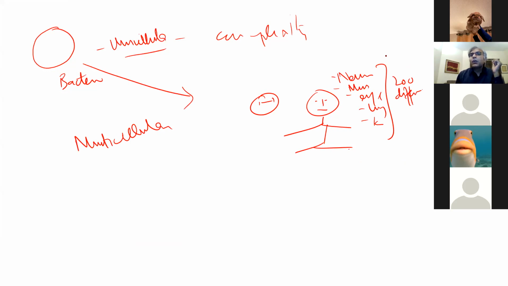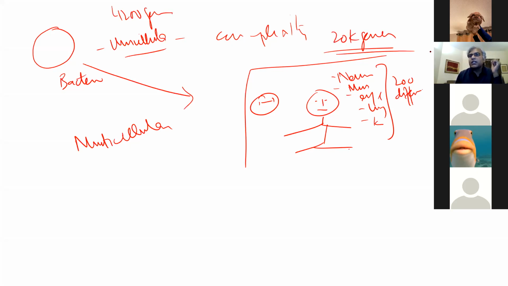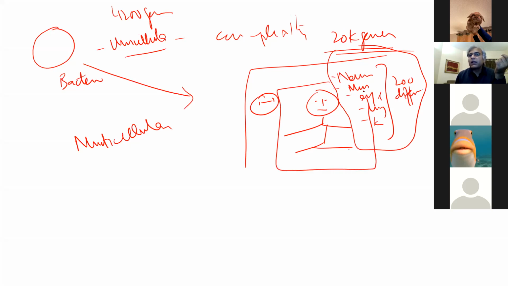And bacteria has 4,200 total genes. We have nearly 20,000 genes in our genome. Each cell contains 20,000 genes. And we have to create this complexity, multicellularity. Now, having introns, you can shuffle introns like in the alternate splicing.